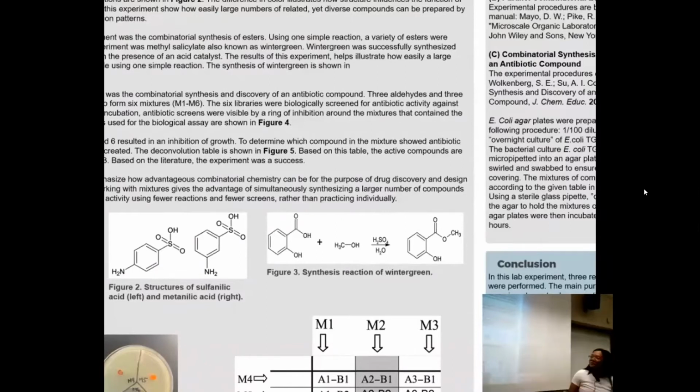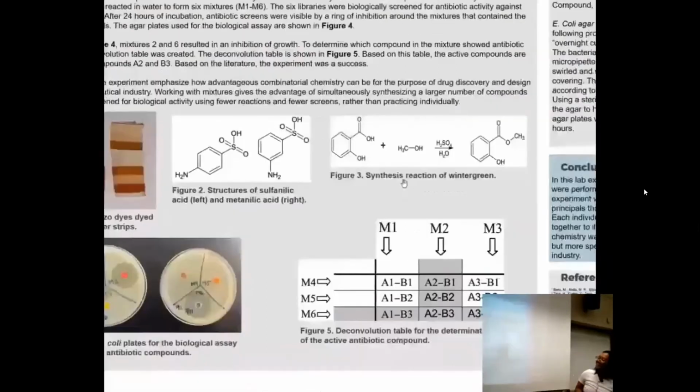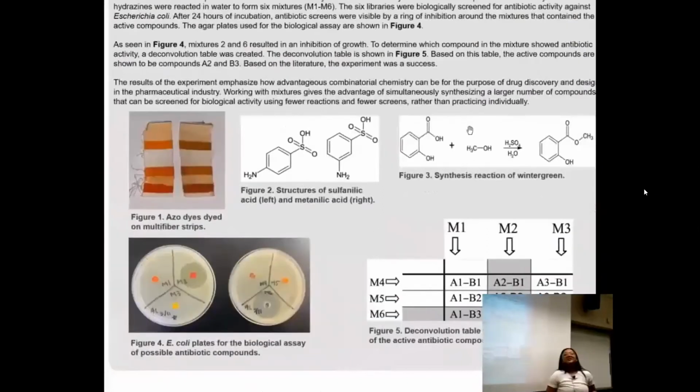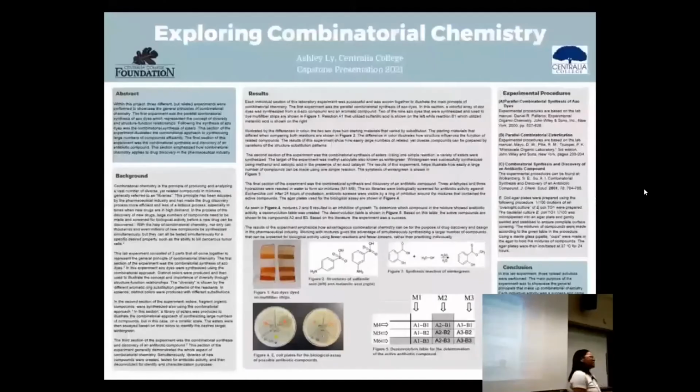And then for the third part, I synthesized an antibiotic compound. What I did first was, with the help of Dr. Joel and Eli, I inoculated some plates with E. coli. That was for the biological assay part. But first, I created mixtures. So this is where the mixtures come in. I created mixtures of compounds, and I ended up with 6 mixtures, but I started with 9 individual compounds. So if we synthesized each of the 9 individual compounds and then tested each one individually, that would take so long.